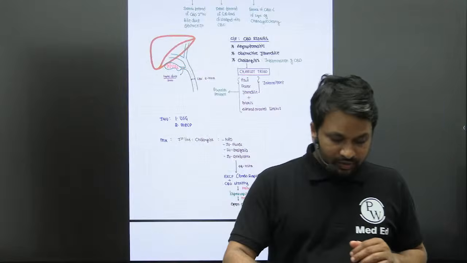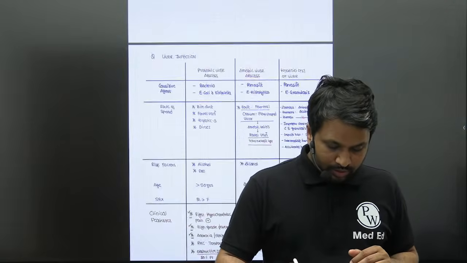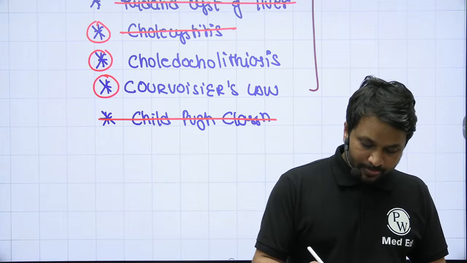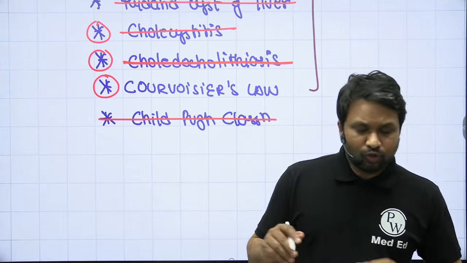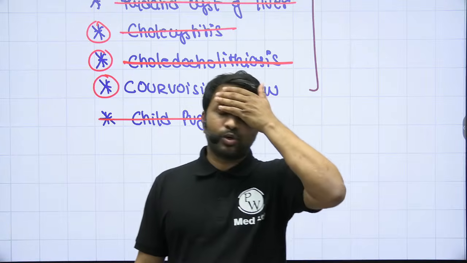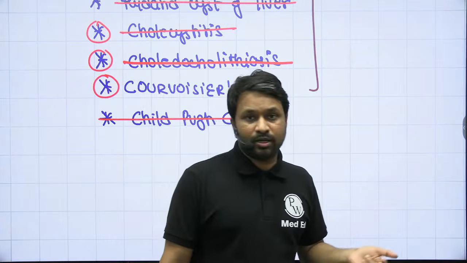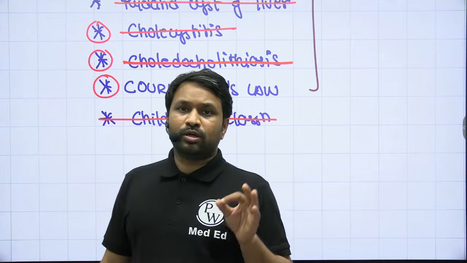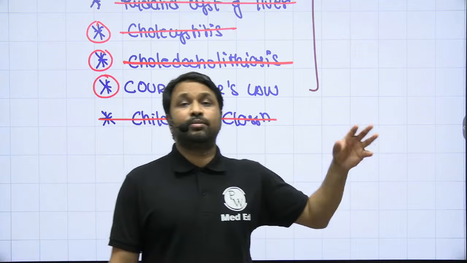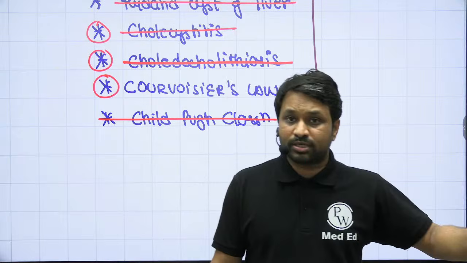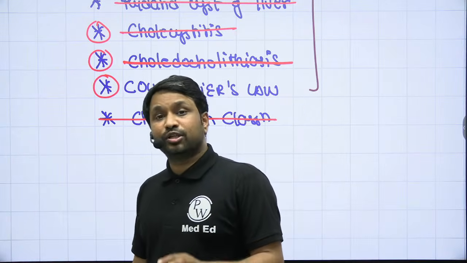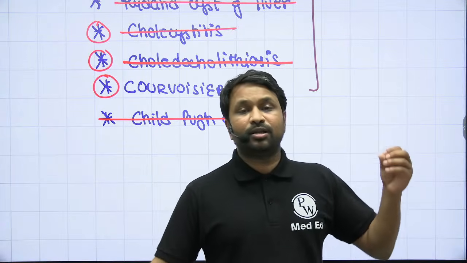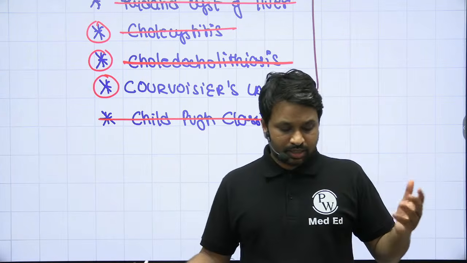So I think we have covered the last topic also, and the last topic we had was choledocholithiasis. Courvoisier's law is just a small thing. What is Courvoisier's law? A palpable distended gallbladder is seldom secondary to stone. It cannot be because of stone. Stones are usually associated with chronic cholecystitis, and any chronic inflammation of the gallbladder will be associated with fibrosis, and a fibrotic gallbladder cannot expand.